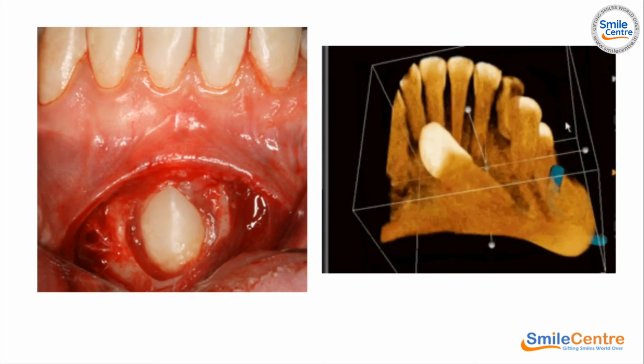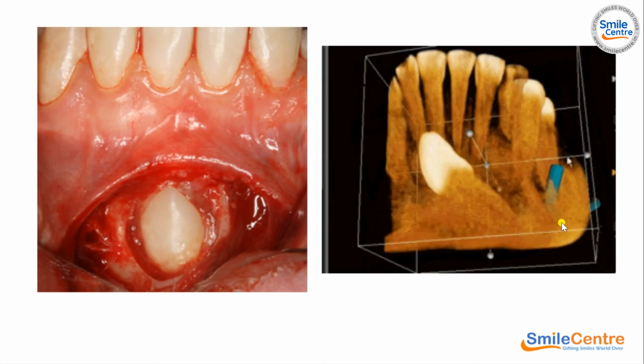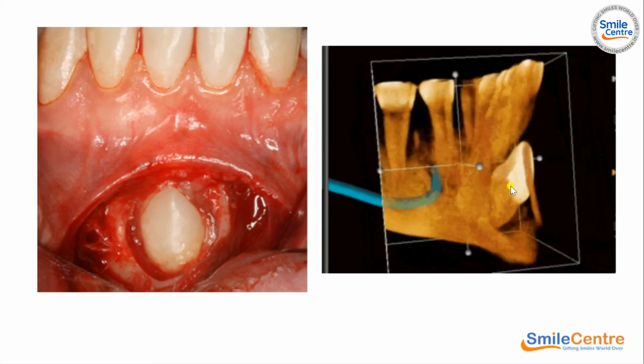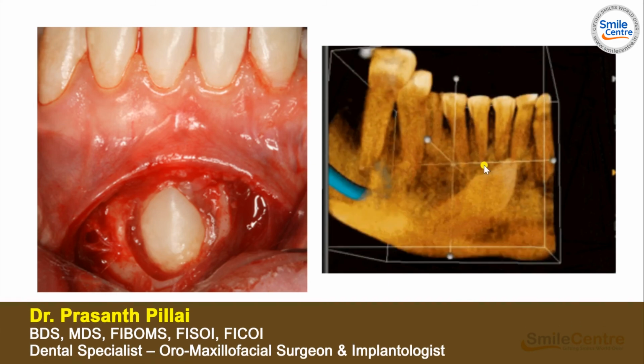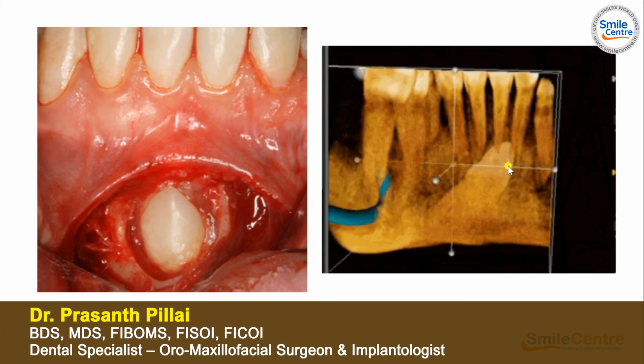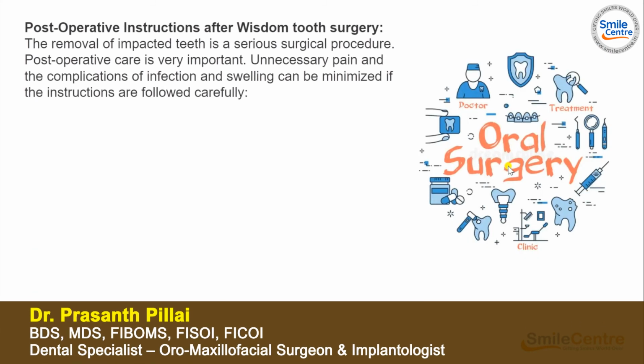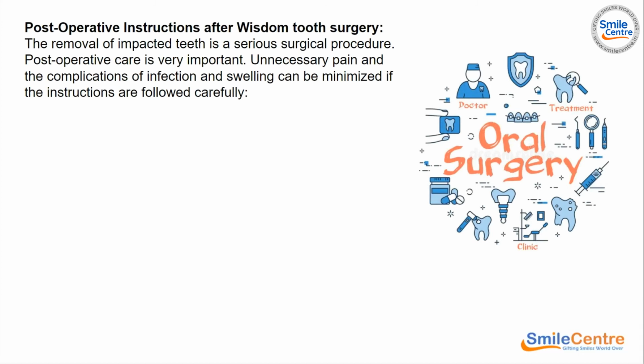So here is the picture of an impacted canine. That's an animation of an impacted canine. This imaging is called the CBCT imaging, where you can clearly see the three-dimensional picture of all those teeth in that area. Now, what are the post-operative instructions after wisdom tooth surgery?